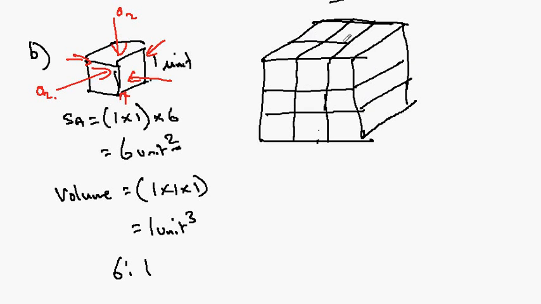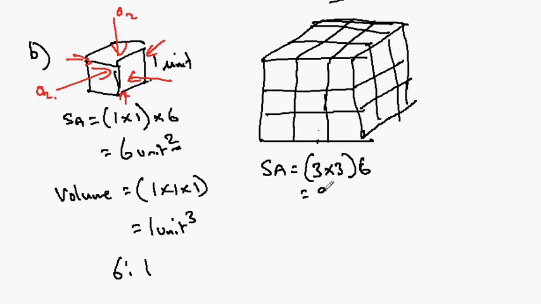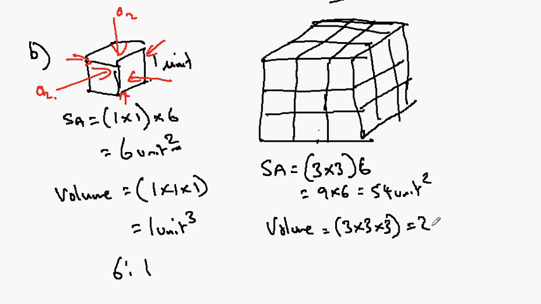So this is a bit rough, but I think you can see that what we've got is a cube where the surface area is now 3 times 3 times 6, so that's 9 times 6 equals 54 units squared, and the volume is 3 times 3 times 3, which is 27 units cubed, giving us a ratio of 54 to 27, which can be reduced to 2 to 1.